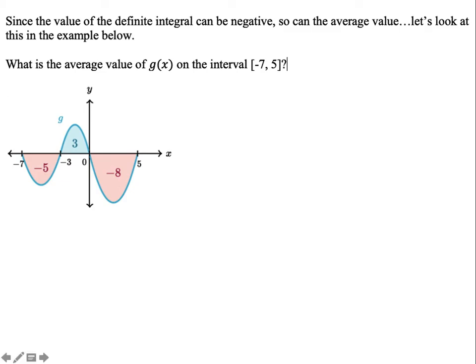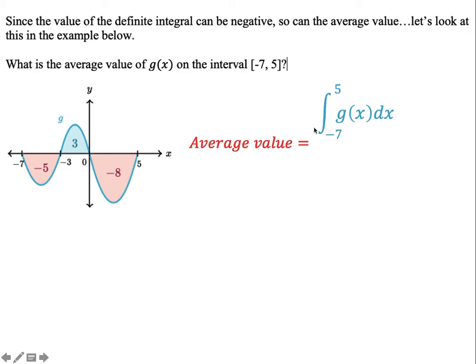And if you notice, we're dealing with now a function that goes both below and above the horizontal axis. So we've got to tie in what that means in terms of the value of the definite integral. So the average value here is we need to have the value of the definite integral of function g of x from -7 to 5, right? Because -7 is where it starts and 5 is where it ends.